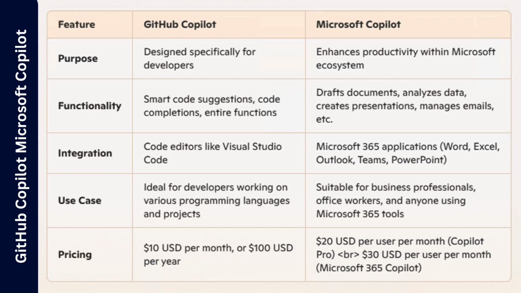Their distinct purposes, functionalities, and integrations make them uniquely suited to their respective audiences, with GitHub Copilot tailored for coding efficiency and Microsoft Copilot designed to streamline a wide range of productivity tasks. When choosing between them, consider your primary use case, whether you need support with software development or broader productivity within the Microsoft ecosystem.